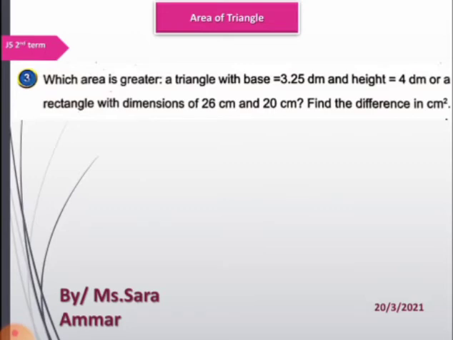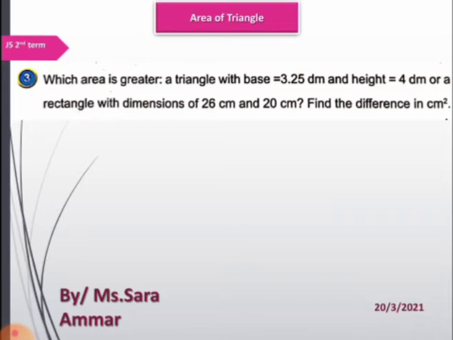Okay, this is an important question too. Which area is greater? So we are comparing, we must have two areas or more to compare. Usually you will have two shapes, you calculate the area of each one, then you see which is greater. Okay, so we have a triangle, its base is 3.25 DC and its height is 4 DC. Let's pay attention to the measuring units, guys. And the rectangle, whose dimensions, of course dimensions means length and width, are 26 centimeters and 20 centimeters.